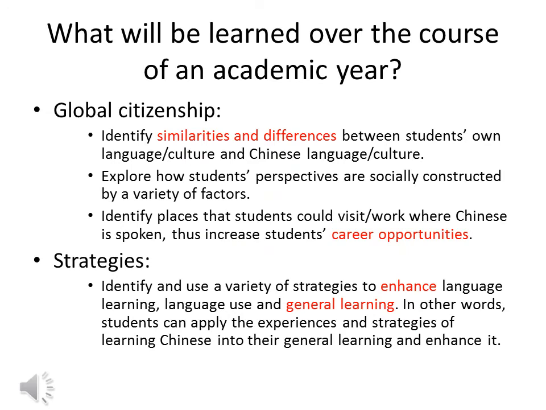In terms of global citizenship, students will be able to identify similarities and differences between their own culture and Chinese culture. Students will also explore how the perspectives are socially constructed. Students will be able to identify places that they could visit or work where Chinese is spoken, thus increase their career opportunities. In terms of strategies, students will identify and use a variety of strategies to enhance their general learning.